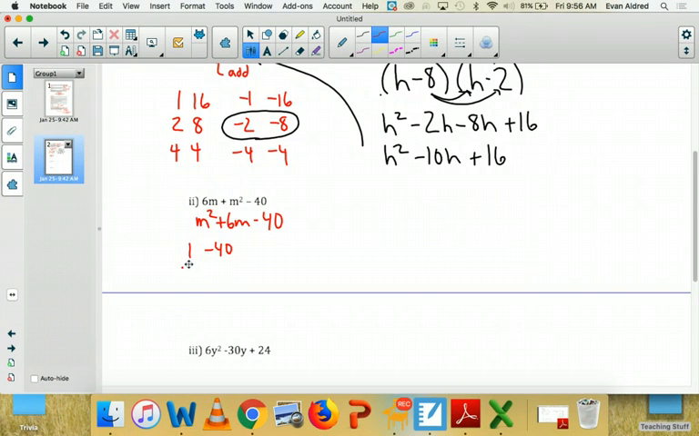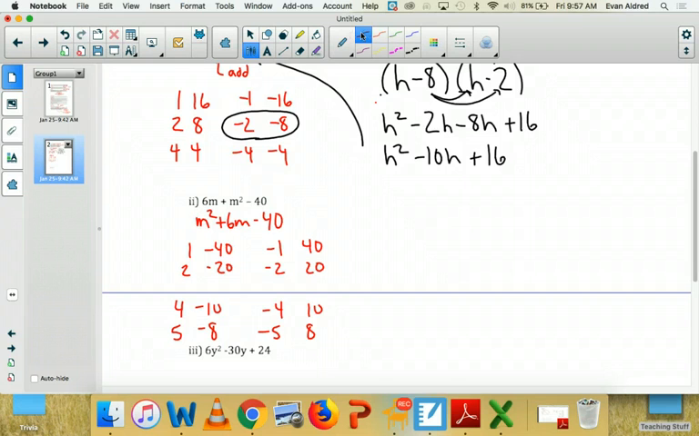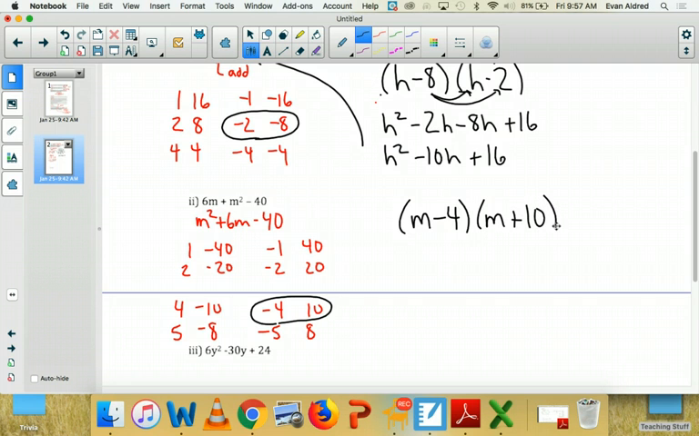Well, 1 and negative 40, 2 and negative 20, 4 and negative 10, 5 and negative 8, but also negative 1 and 40, negative 2 and 20, negative 4 and 10, negative 5 and 8. So we have 8 pairs of factors. We want the ones that add to give us plus 6. These are the factors that will do that. So we open up a bracket, we go m minus 4, and we go m plus 10. And I'm not going to check that. We've already checked a couple in this reference guide. You are welcome to check it if you'd like.